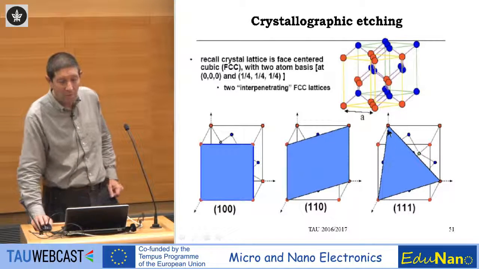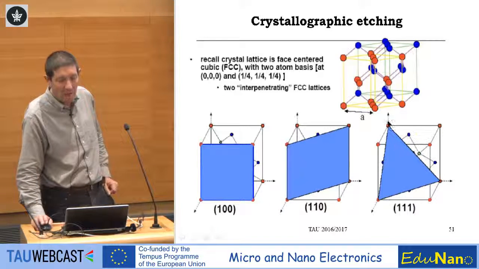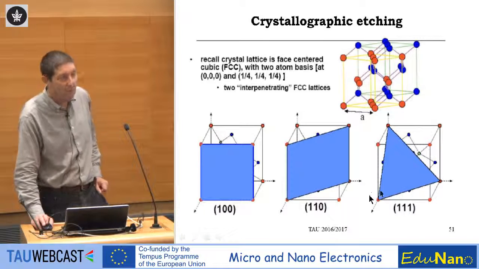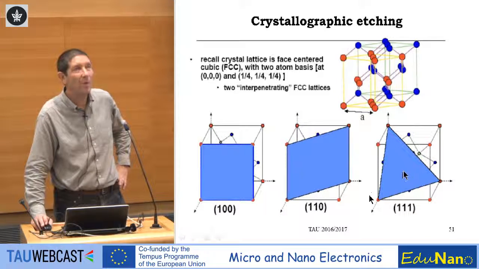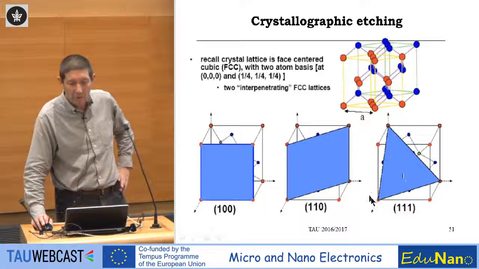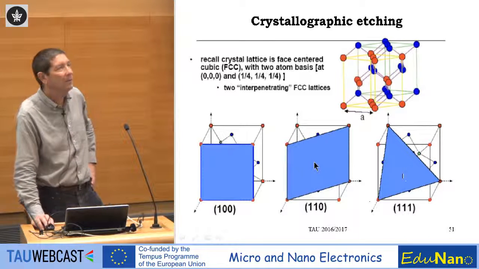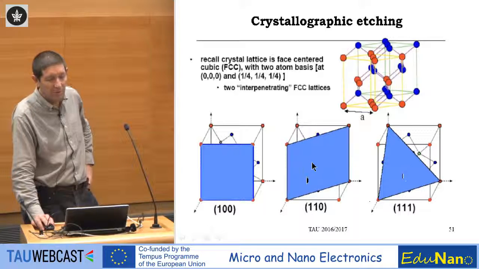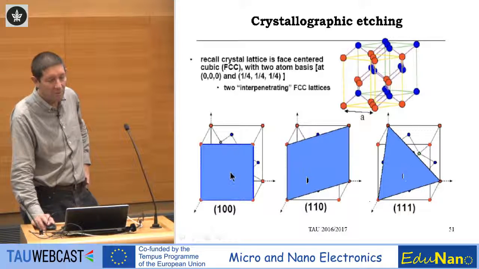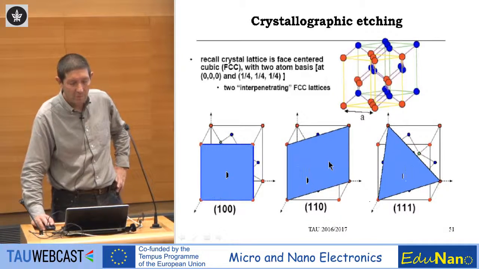But if I look at the density, how many atoms I have per unit area, and if you do the calculation, you find out that 1, 1, 1 is the densest plane. If you calculate how many atoms we have per unit area on the 1, 1, 1, you get a denser concentration than on the 1, 0, 0 or 1, 1, 0.